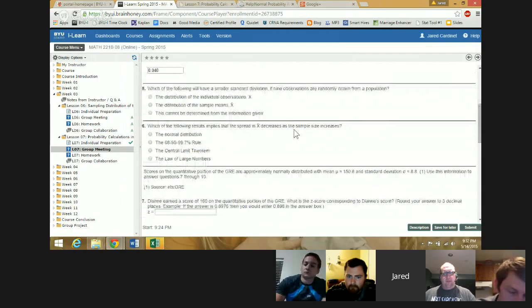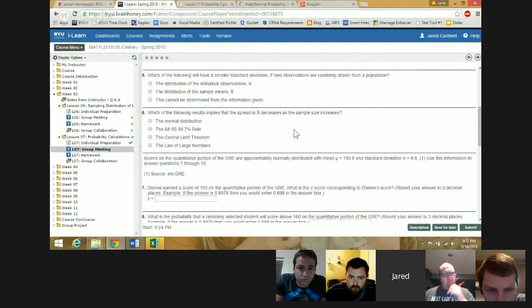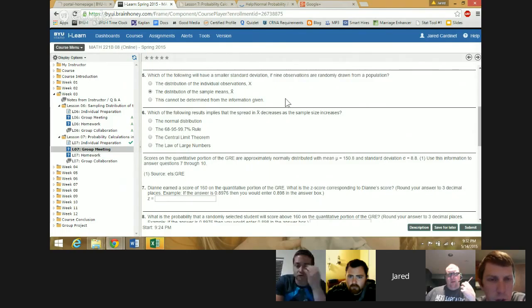Which of the following will have a smaller standard deviation? If 9 observations are randomly drawn from a population, the distribution of the individual observations, X, the distribution of the sample mean, or this cannot be determined. The second would be the sample means, right? Yeah, that's going to be tighter, because all the other ones are just random data or not even really an answer.